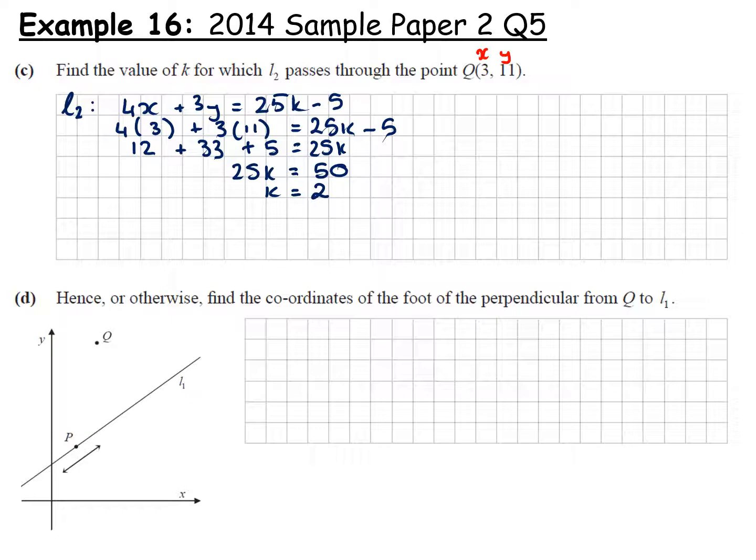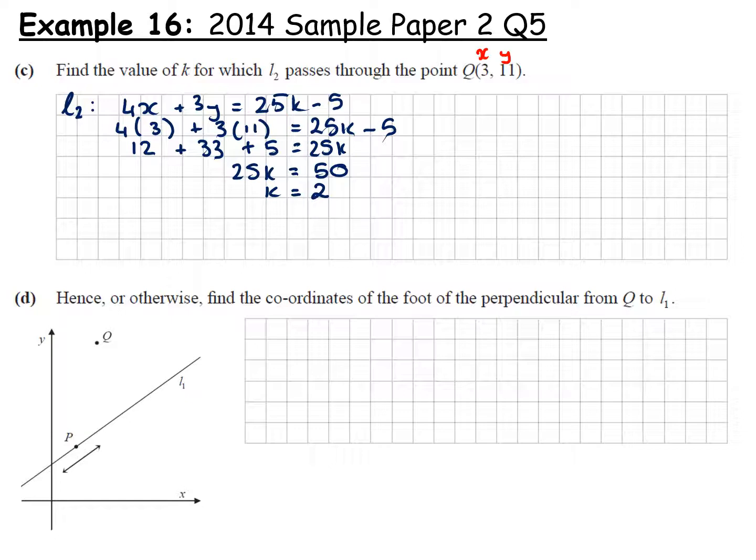So part D says, hence or otherwise, find the coordinates of the foot of the perpendicular from Q to L1. I think the wording in this is a little bit tough for students, so let's break it down. So hence, so using what we've just done, or otherwise, so if you don't use this particular method and you do it another way, there's no issue. Find the coordinates of the foot of the perpendicular from Q to L1.